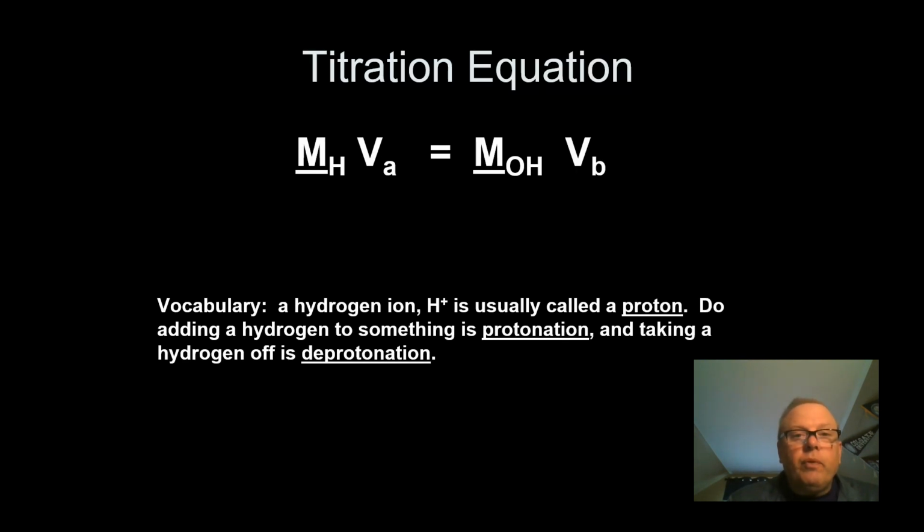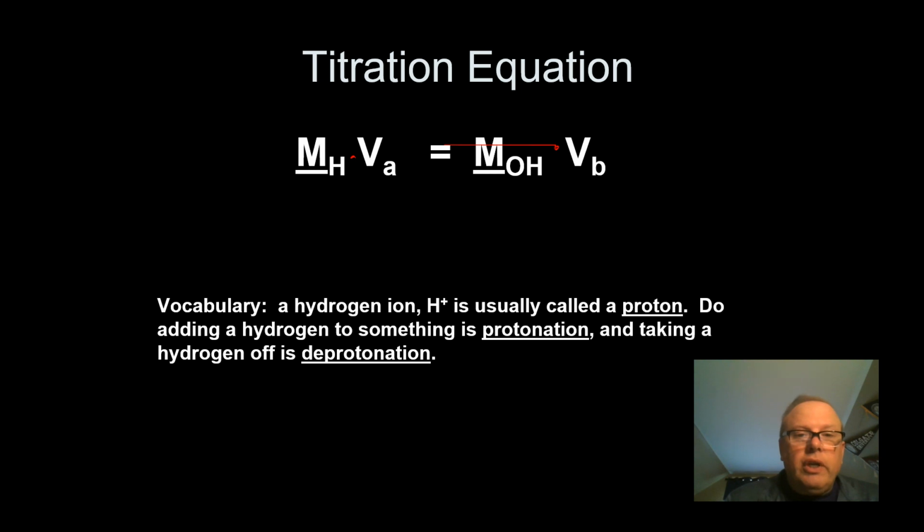Now, there's an equation to this. The titration equation looks like this. The molarity of the hydrogen times the volume of the acid is equal to the molarity of the hydroxide times the volume of the base. So it looks like this. You're just simply multiplying the two together, and it's a pretty straightforward thing.